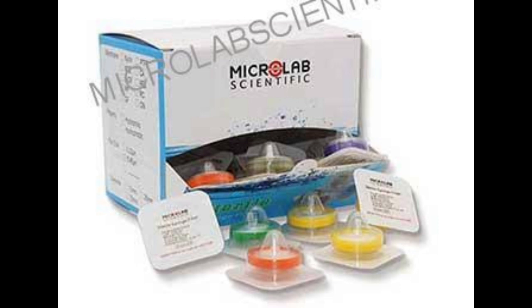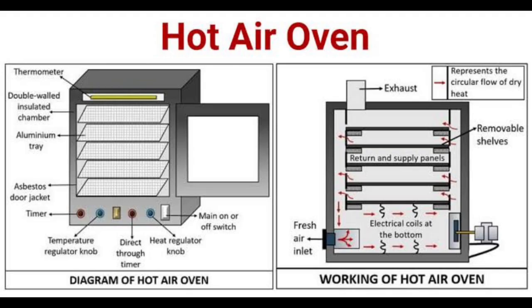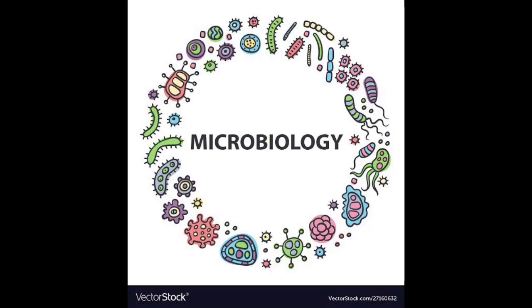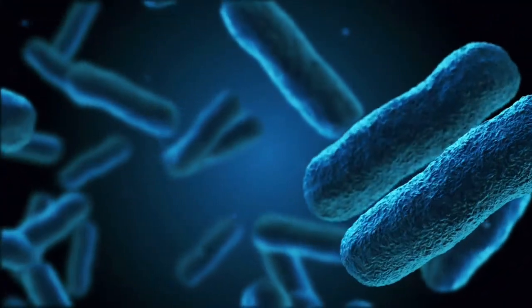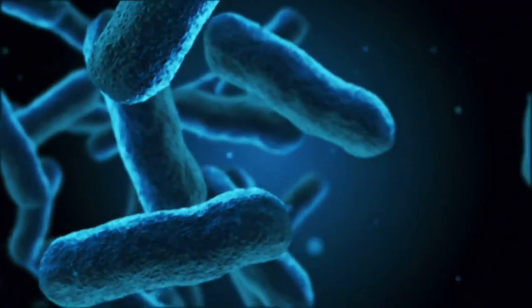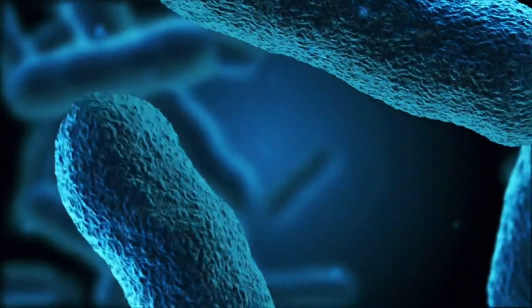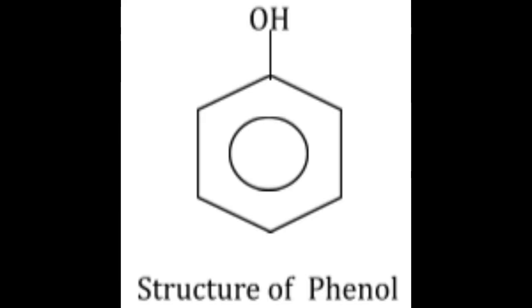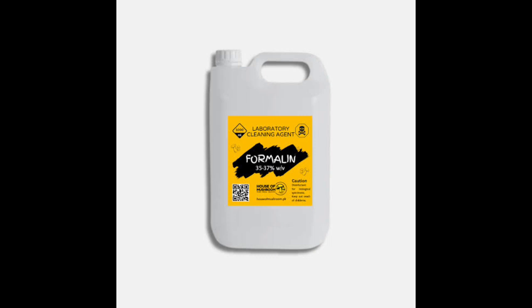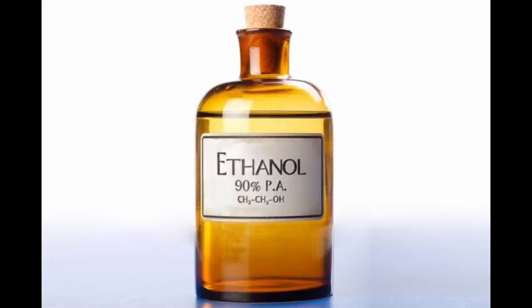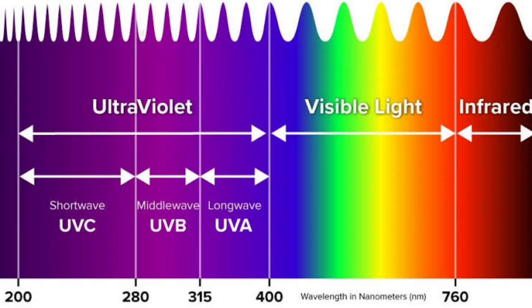A hot air oven can also be used. You can obtain a higher temperature, but we don't really use it. We don't really use a hot air oven, but we can also use it. And there are several other methods by which we can sterilize the workplace, like chemical compounds. They have different mechanisms. We can use phenols, formaldehydes, ethanol, spirit. And we can also use UV to sterilize the workplace.